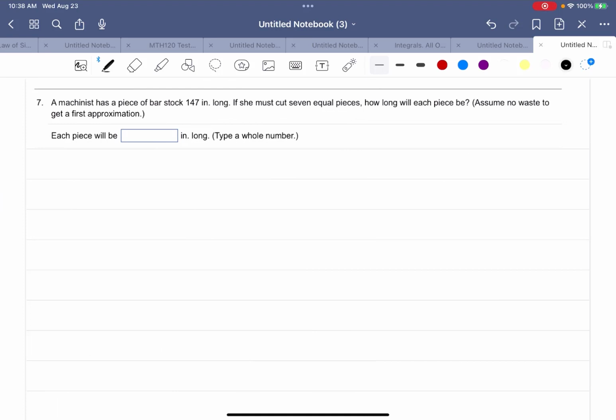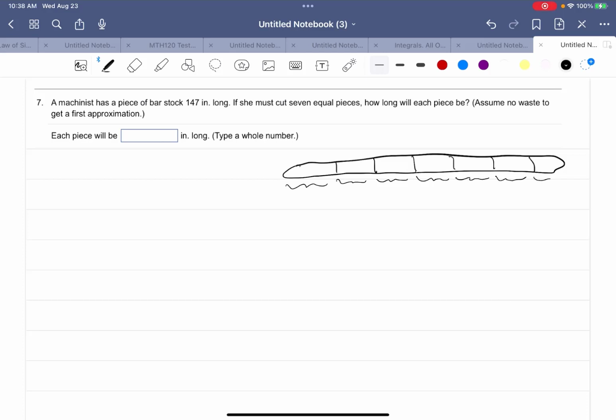Example 7. A machinist has a piece of bar stock 147 inches long. If she must cut 7 equal pieces, how long will each piece be? Assuming there is no waste, just to get an approximation. So we have this stock, and we need to cut it in 7 pieces. 1, 2, 3, 4, 5, 6. Okay, so pretend that these are all equal. So these are all the same.